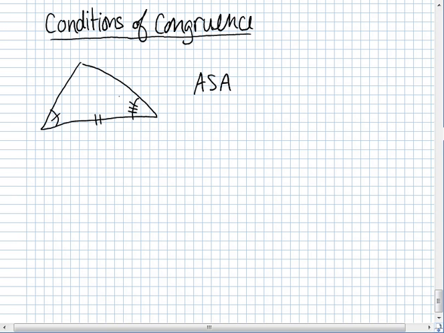And a very similar condition would be angle, angle, side, where we know the angle, the neighboring angle, and then the side. The reason that one works is because once you know two angles, you automatically know the third. So anyways, those are variations of some that you've seen in the past.